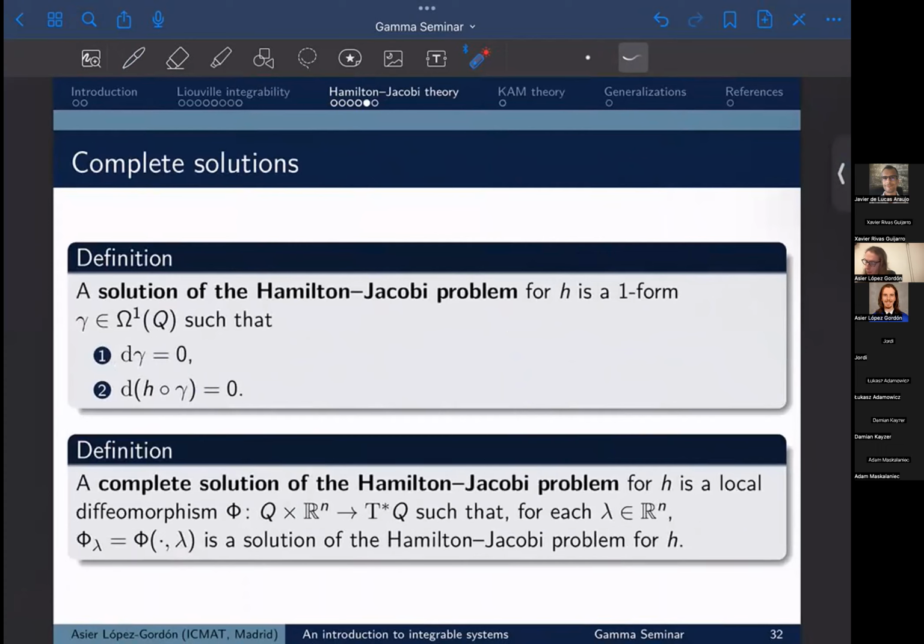And we call a complete solution, when a solution of the Hamilton-Jacobi problem is a one form which is closed and satisfies the Hamilton-Jacobi equation, we call it a complete solution when it depends on n real parameters, and this map is a diffeomorphism. A local diffeomorphism, sorry, it doesn't need to be a global diffeomorphism.